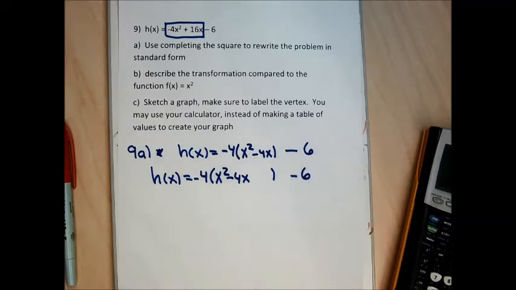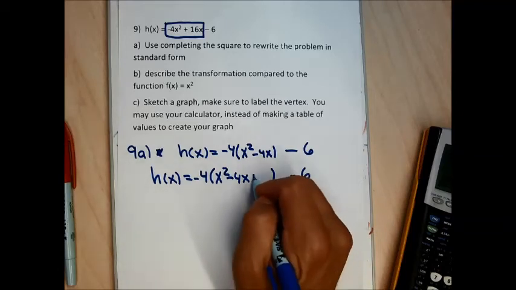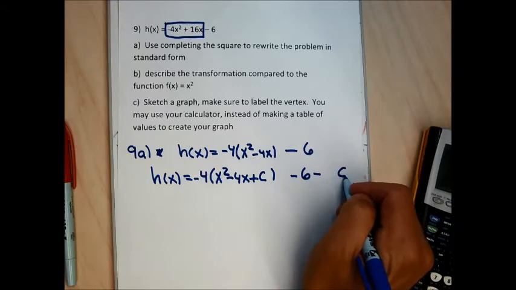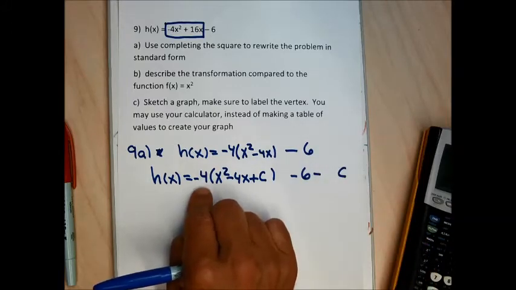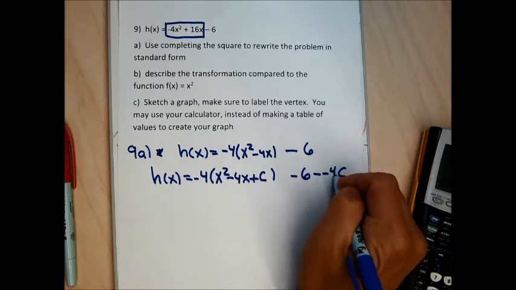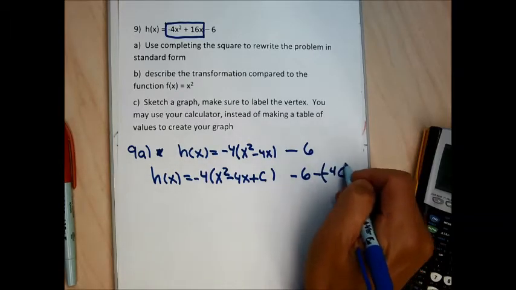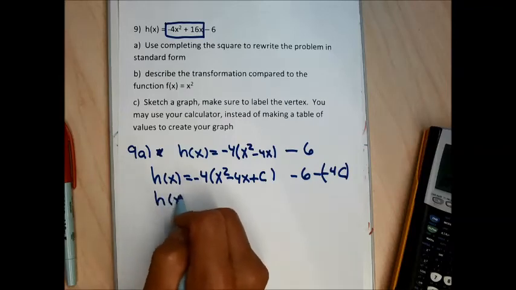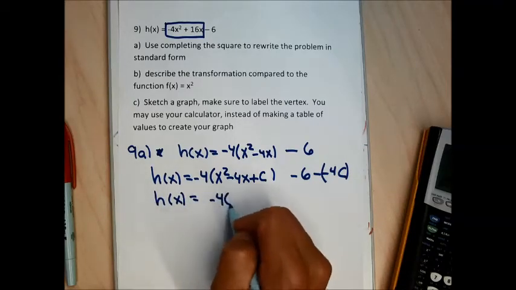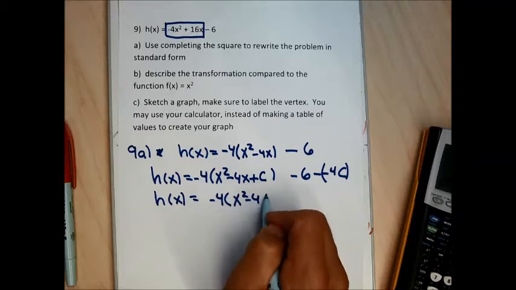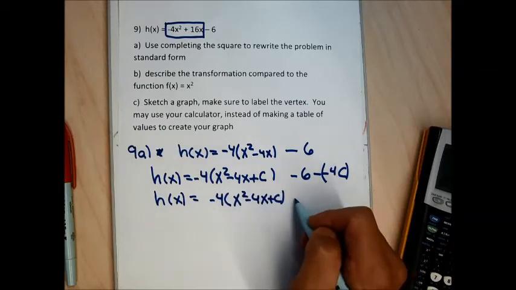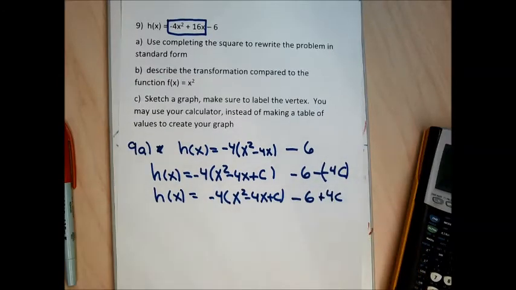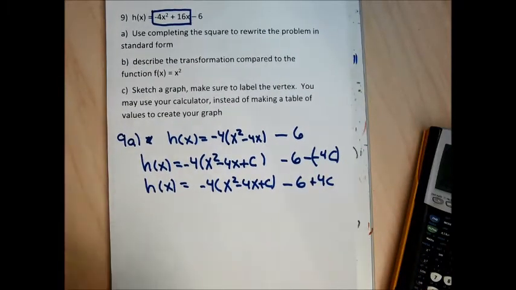So now I'm going to add and subtract c. Inside the parentheses, I add c. After the 6, I subtract c, and I take the number in front of the parentheses and put it in front of that c. So I'm going to get minus a minus 4c. So I'm going to rewrite this as h of x equals minus 4 times x squared minus 4x plus c minus 6, and then this double negative is going to make this plus 4c. Now I'm going to get a number for the c.